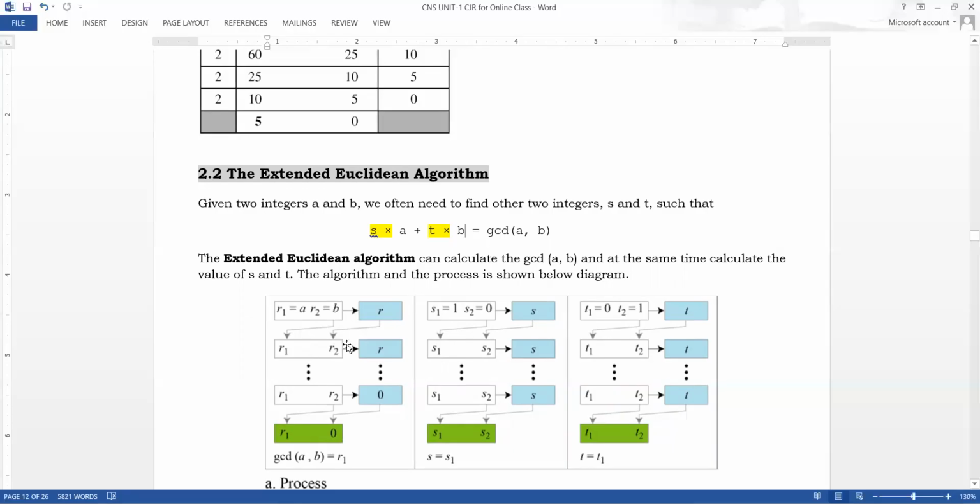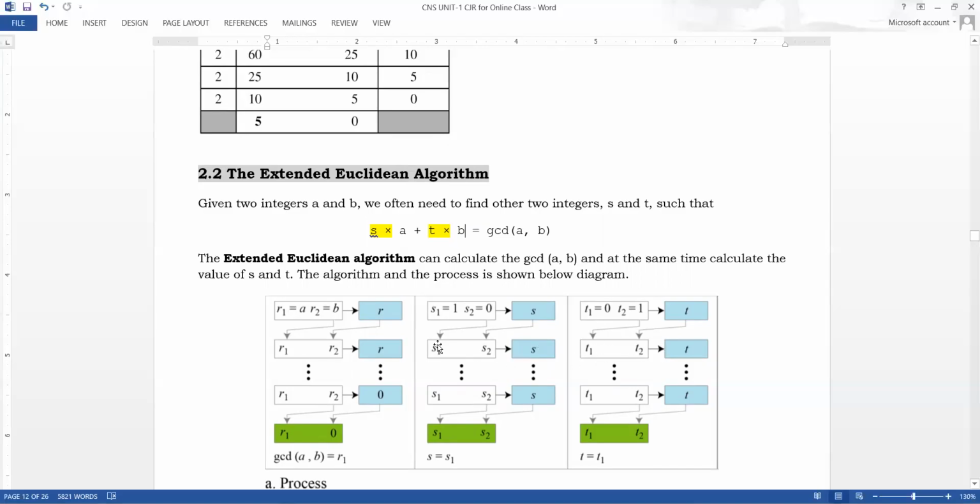So in the same way here, R2 is given to R1, R is given to R2, and again calculate R1 by R2. You will get the quotient in this step, and note down the remainder also. And in the same way, S2 is given to S1, S is given to S2, and calculate the S value. Here you have to use the quotient got in this step, R1 by R2, the latest quotient. That quotient you have to use here to calculate the S value.